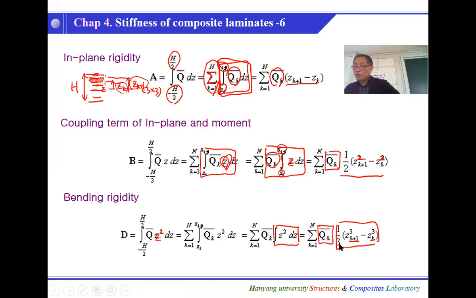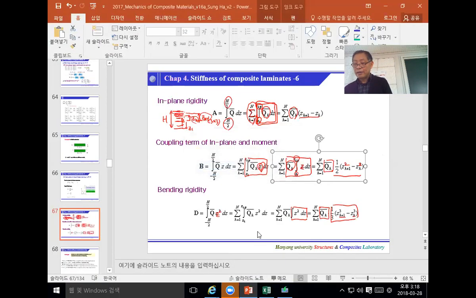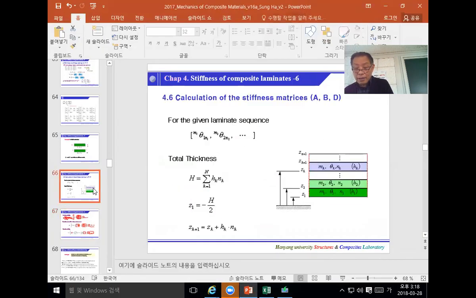So in doing so, what do we need to define? We need to have z_k. z_k is the coordinate of this one. This is z1, z2, z3, and so on. So let's define z_k. The next step is just the integration and then summing them up.